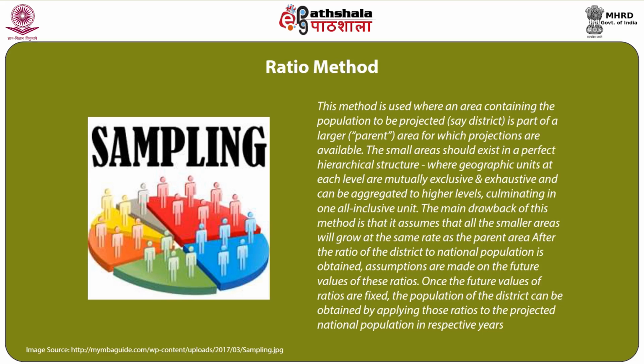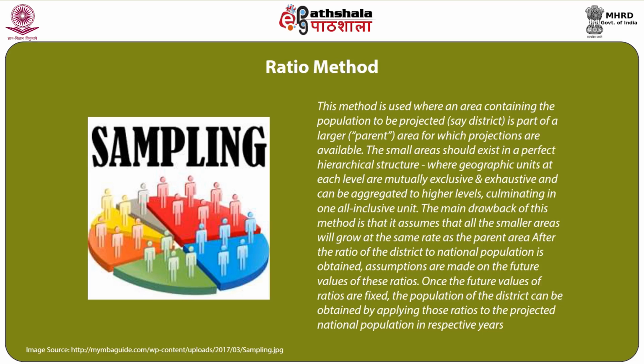The small areas should exist in a perfect hierarchical structure, that is where geographic units at each level are mutually exclusive and exhaustive, and they can be aggregated to higher levels culminating in one all-inclusive unit. The main drawback of this method is that it assumes that all the smaller areas will grow at the same rate as the parent area.